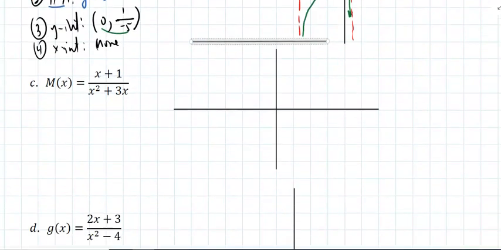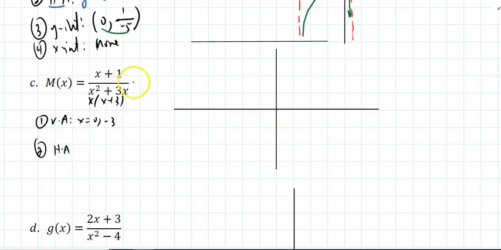Next function. Well, if I was you, I would factor those. That would save me a lot of time. So 1, vertical asymptote, x equals 0 and x equals negative 3. 2, horizontal asymptote. What dominates the top? X. What dominates the denominator? X squared, which is 1 over x. 1 over x approaches 0 as x approaches infinity.